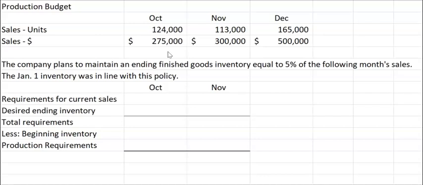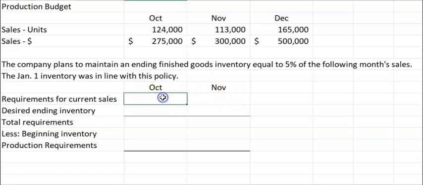So in our production budget, right, we got to figure out how many units we need to make, but we don't want to just make enough units for what we want to sell. We want to have some left over in ending inventory so that we can roll seamlessly into filling orders for the next period. So in our example here, we've got October, November, December on the sales budget, and we're going to look at doing the production budget for October and November.